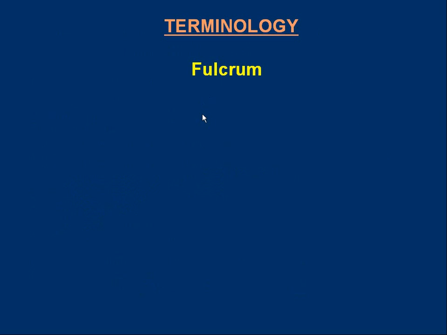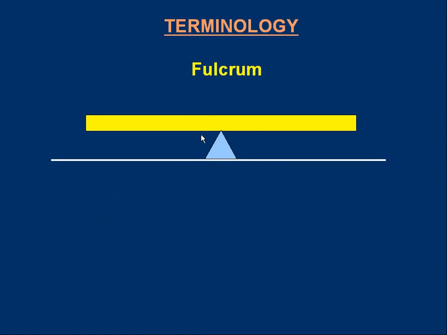Suppose you have a seesaw, simple one, plank balanced on an edge like that, pointed edge. The point of contact is the fulcrum. It acts as a pivot. The top part, the yellow plank, can rotate around that pivot. And a fulcrum just means a pivot.